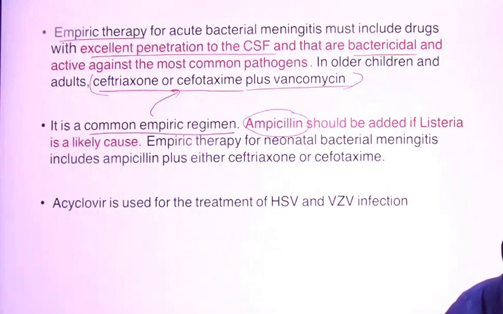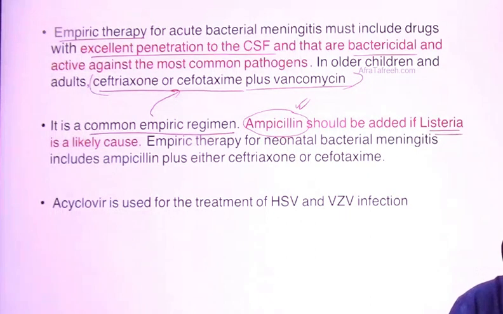And ampicillin is added if you are thinking that the age group might have the infection of what? Listeria also, or if you get a hint or a growth of this, then you have to add what? Ampicillin, because ampicillin is the drug of choice for what? Listeria. So in this empirical therapy of ceftriaxone plus vancomycin, you can add ampicillin if you suspect the Listeria component also. Fine.